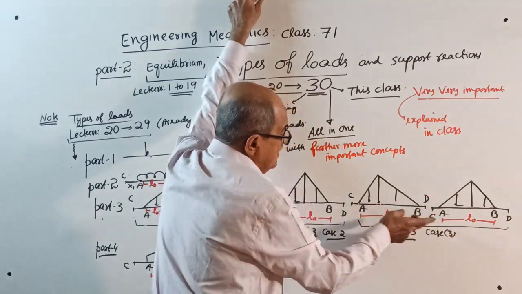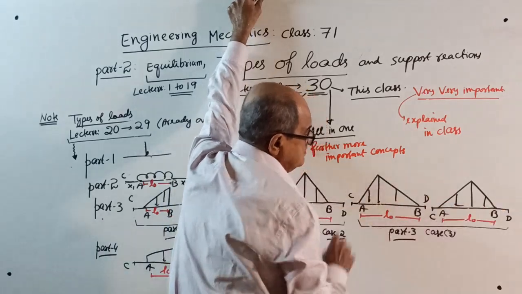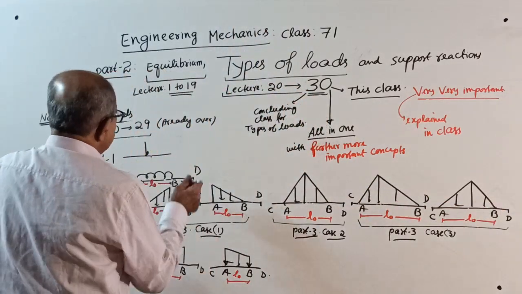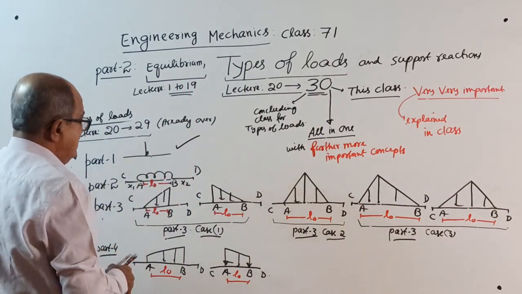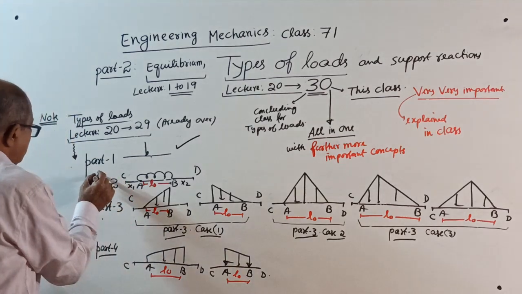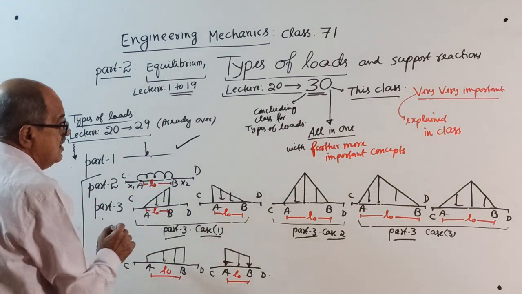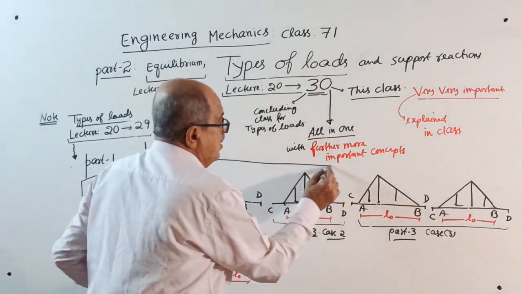I took one more case: left side bigger, right side smaller. Now, don't worry about point load; point load is no problem. Then part 2, part 3, part 4 together are the entire distributed load.